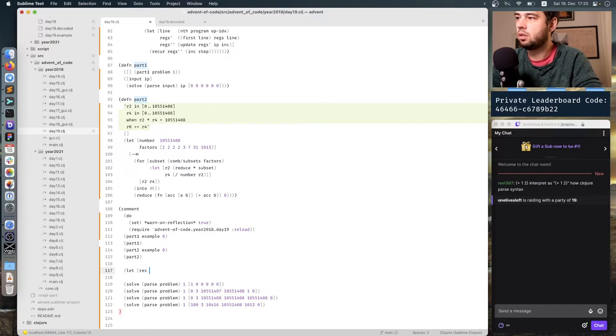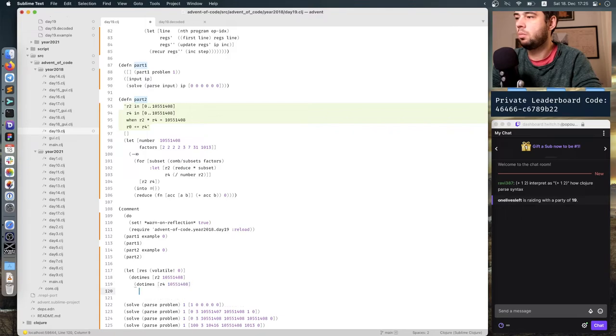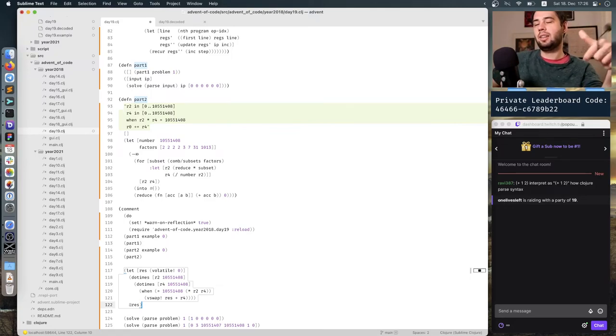Let res volatile 0, do times R2 this number, do times R4 this number, when multiple R2 R4 equals this number, we swap res plus R4 res. Okay, let's see. It's kind of slow. It's slow even if it's written directly like this without the interpretation layer. But yeah, imagine this working inside the program.